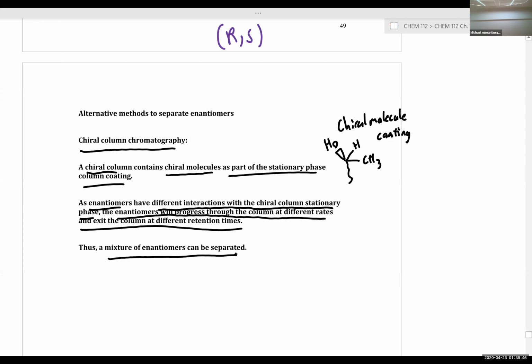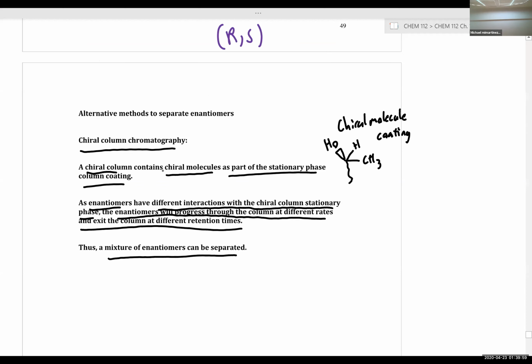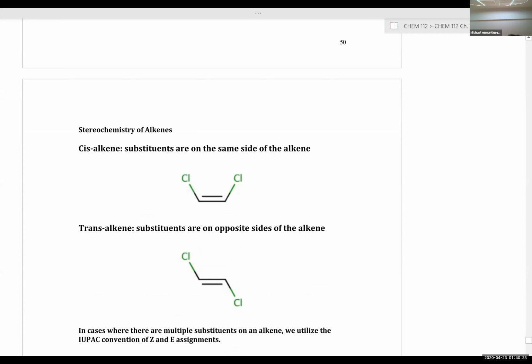This is not as popular for large scale purifications, but if you're reading through the literature, you may see a chiral column trace where they calculate ee using chiral column chromatography. It essentially utilizes the same lock and key principle, where enantiomers interact differently with chiral molecules. So we can separate enantiomers using this difference in interaction. Just exposing you to a few different techniques that are used for purification of enantiomers.